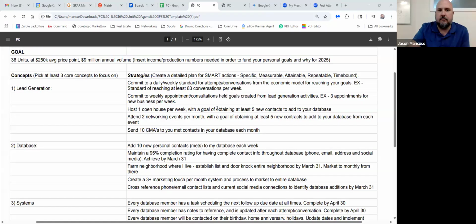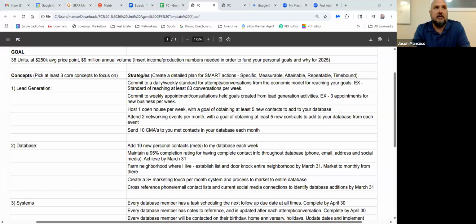There's all sorts of different ideas and options here to gain more business, right? So host one open house per week with the goal of obtaining at least 5 new contacts to add to your database. See the difference on that SMART acronym with that sort of specificity? It's a tough word today. Versus just host open houses. Because you could get done with the year and host 3 open houses, and okay, in theory, you check that box if that's all it says.